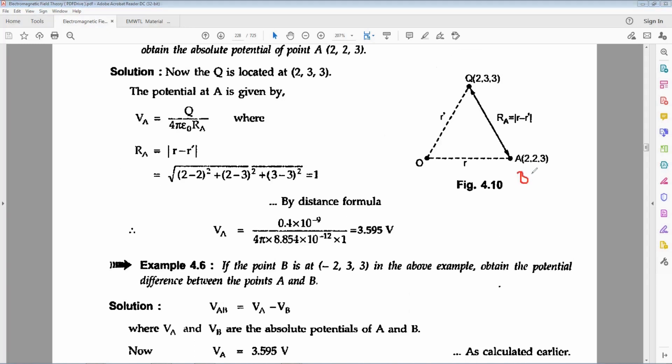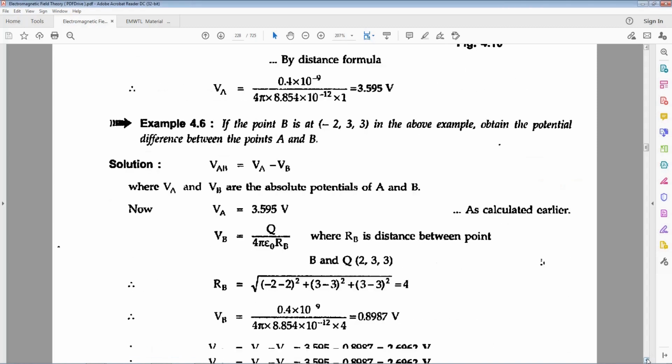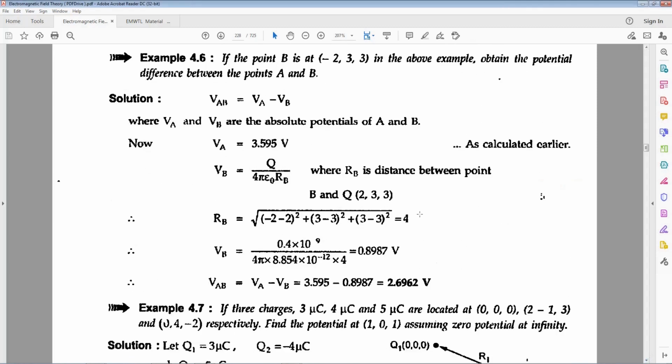Now, assuming that it is B, a minus 2 and the 3, they're asking the 3. So 2 minus of minus 2 is a minus 4 whole square. 3 minus 3 is a 0, and 3 minus 3 is a 0. We'll get the value as 4.